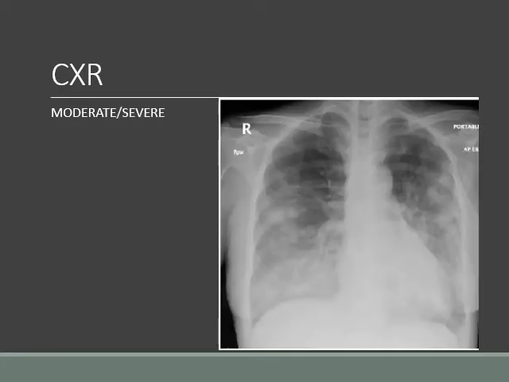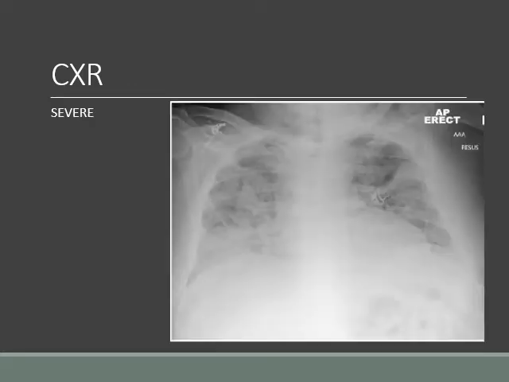هنا بنشوف more areas of the lung are involved and bilaterally, عشان كده this is classified as moderate to severe disease. هنا almost all lung fields have been involved on both sides, عشان كده radiologically this is classified as a severe disease.